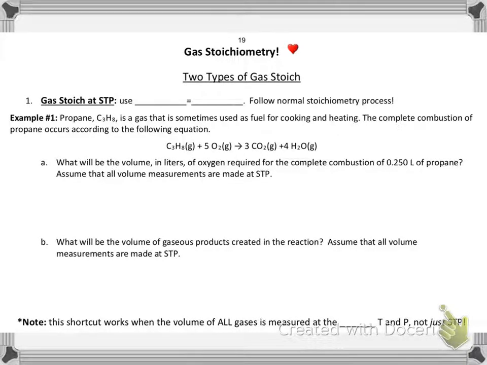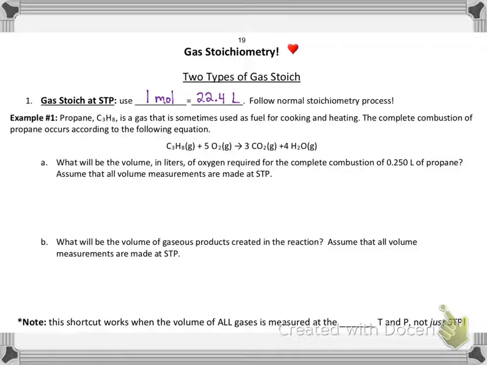Let's talk about the glories of gas stoichiometry. There are technically two different ways to do gas stoichiometry: when you're at STP and when you're not at STP. So first, let's talk about what to do when you are at standard temperature and pressure. Well, that means you can use the convenient conversion factor of 1 mole of a gas takes up 22.4 liters of space. And that's true for any gas, well, any ideal gas. And then you just follow normal stoich.